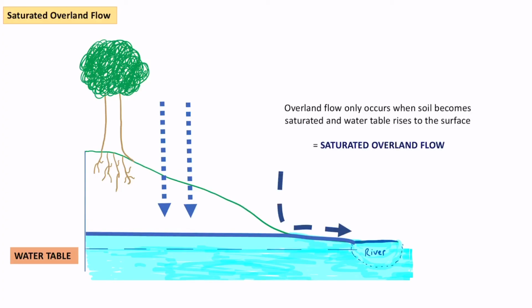because what's happened is it's raised that water table, and therefore the water can't get into the soil anymore because the water table is right on the surface now. If we look at what's happening on this arrow here, it has to go over the surface. So the saturated overland flow is where the water table rises, saturates the ground below, and so water can't infiltrate and therefore runs over the surface instead.